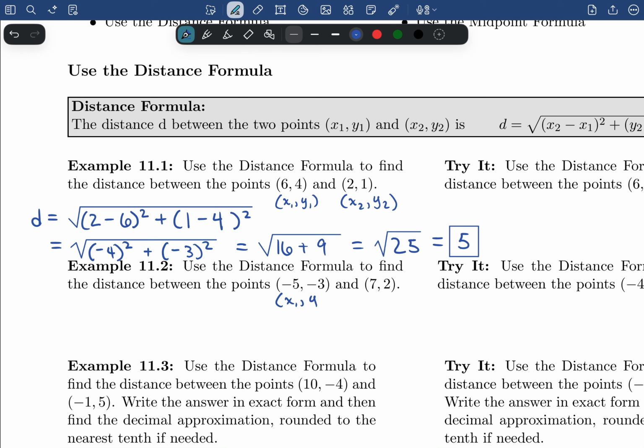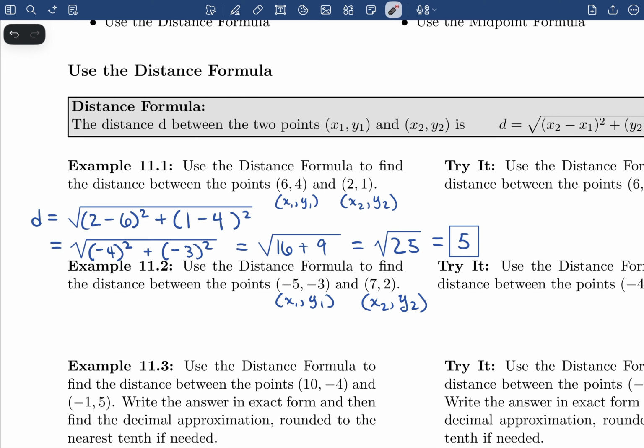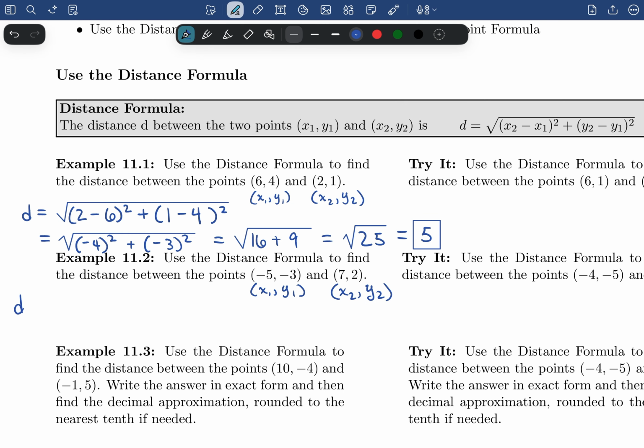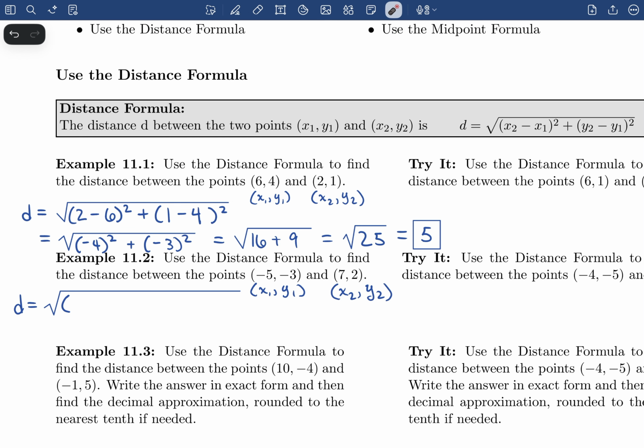First of all, this is my first point again, so I'll call it x1, y1. This is my second point. I'm calling it x2, comma, y2. All right, that helps me so that I remember how to plug it in to the distance formula right here. All right, so now I'm going to say that the distance is equal to a nice long square root. Okay? And inside of that square root, I'm going to take x2 minus x1. Right? X2 minus x1. So that's 7 minus negative 5.